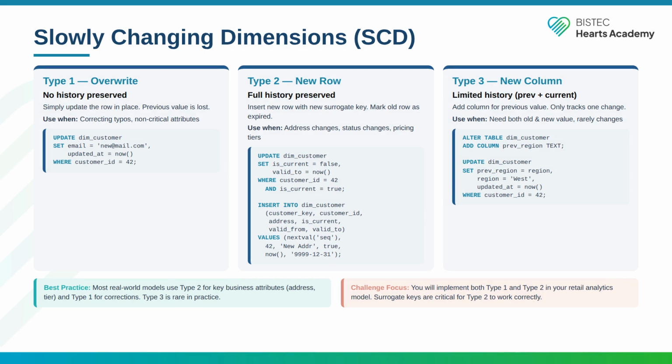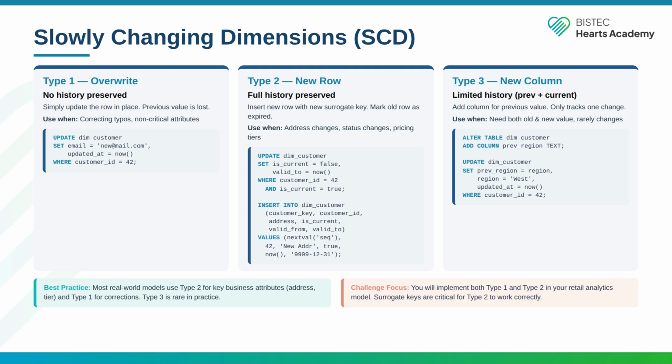Slowly changing dimensions handle the reality that dimension data changes over time. A customer moves to a new city. A product changes categories. How do you handle this in your dimensional model? There are three types, each with different trade-offs.